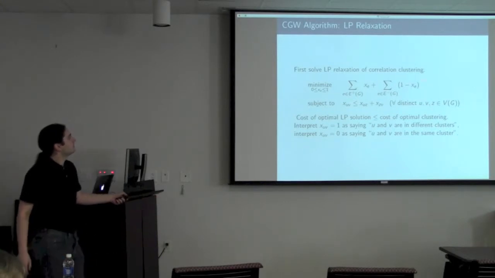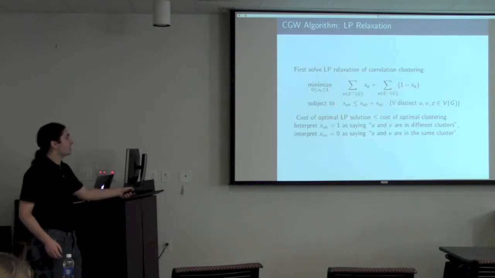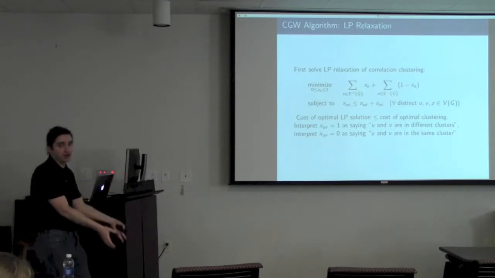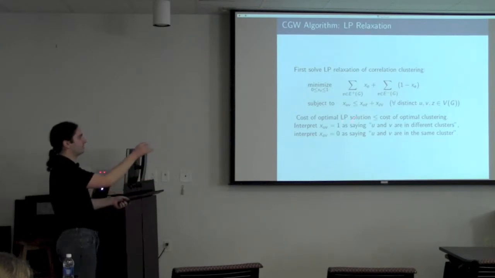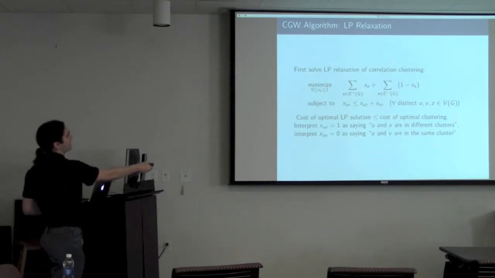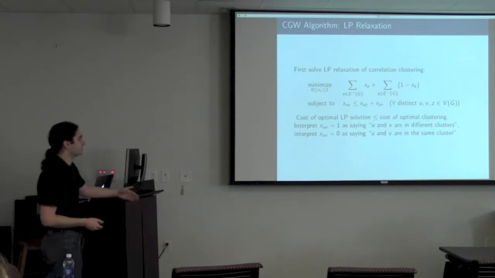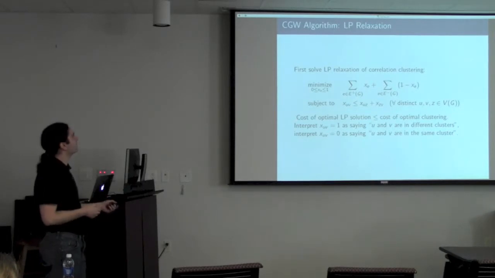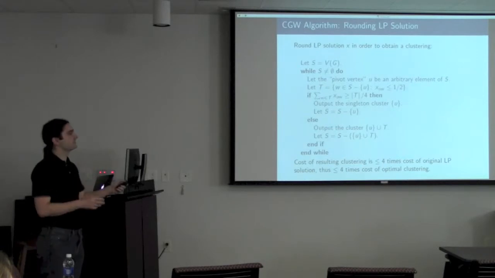And in particular, the integer solutions to this, because you have this triangle inequality here, integer solutions of this linear program correspond exactly to clustering. So you can just read off your clustering by looking at the equivalence relation of having your x_uv be 0. But of course, we're looking at the LP relaxation, and so the optimal value of this might be some fractional solution. So we can solve this in polynomial time, but then how do we get a real clustering out of that? And that's what the second step of their algorithm is: just to round this solution.